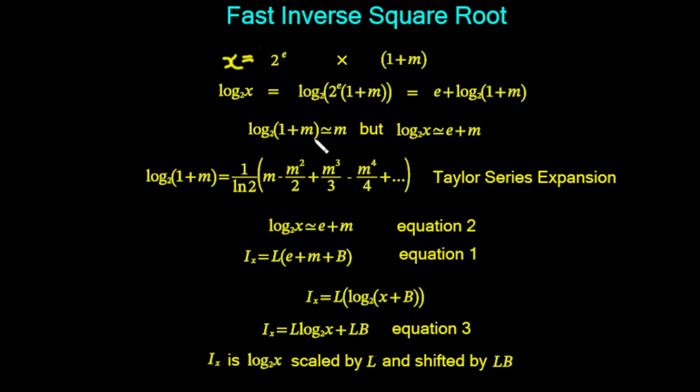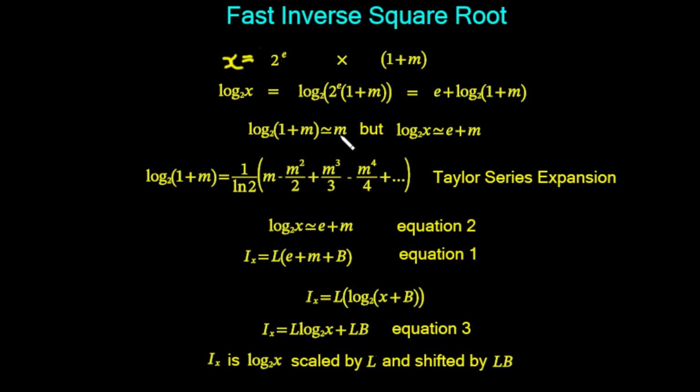Now the thing to note here is that although we're taking this approximation, the actual Taylor series expansion of this function here is 1 upon ln2 times m minus m squared upon 2 plus m cubed upon 3 minus m to the 4 upon 4. And if we were to take just the first term of this, which in effect is what we're doing here, we would take this term m divided by ln2. But we're not going to do that. We're just going to take an even simpler approximation, which is just the value of m.